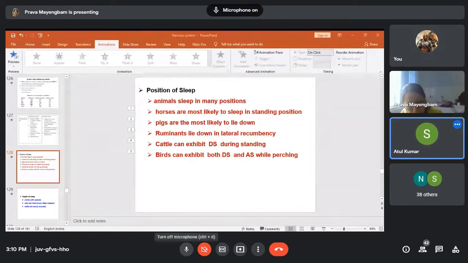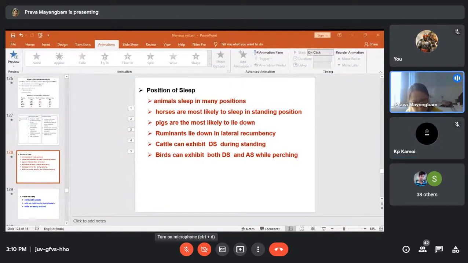Okay. So while they are perching on the tree branch or any stick or on some other objects, they can exhibit both deactivated sleep and activated sleep.